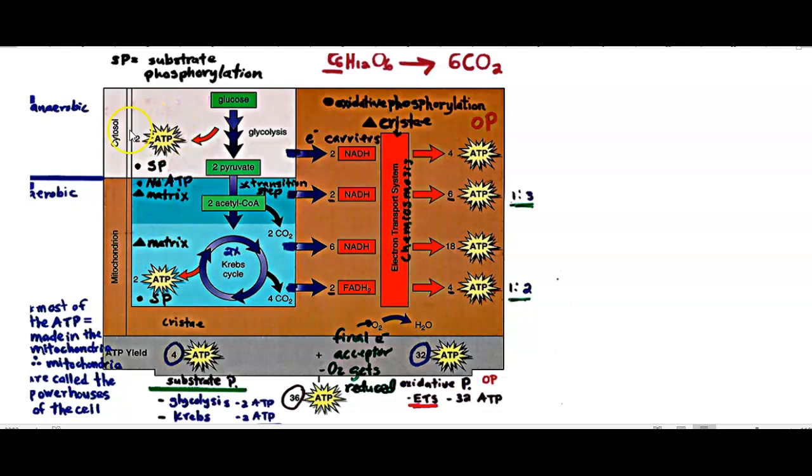Substrate phosphorylation makes 2 here in glycolysis, and 2 here in the Krebs cycle. So substrate phosphorylation, looking down here, glycolysis makes 2, Krebs cycle makes 2. Over here, oxidative phosphorylation, the electron transport system, makes 32. So from 1 glucose, we get 36 ATPs. Since most of the ATPs are made in the mitochondria, in the cristae, the mitochondria are called the powerhouses of the cell.